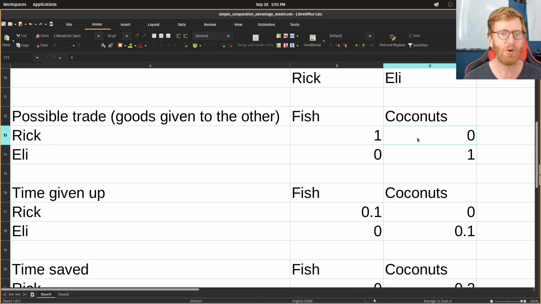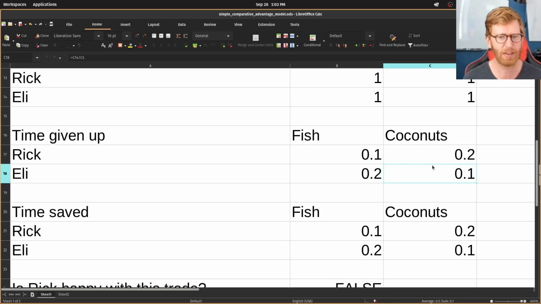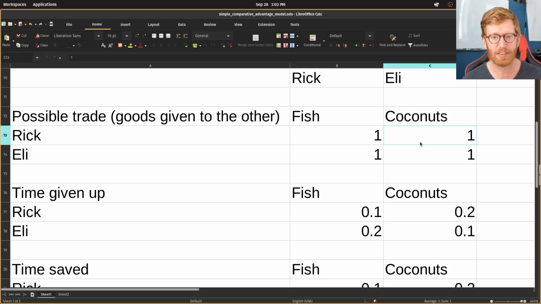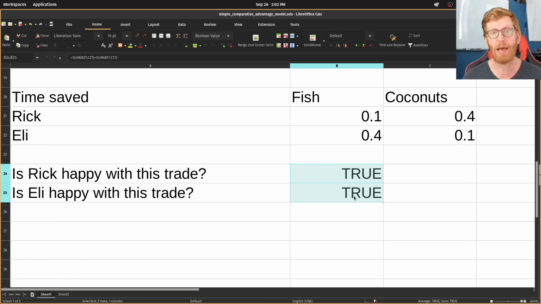We could say that I'm also going to give Eli a coconut and he's going to give me a fish. And in this case, it's a little bit different. In this case, we're just breaking even, so it's not quite as much as that. Let's make this 2 and 2. Right, so I'm going to give him 2 fish and 1 coconut. He gives me 1 fish and 2 coconuts. That's kind of weird to do, but it means the net effect is that it's as though I'm giving him 1 fish and he's giving me 1 coconut. And we see that we're happy with that trade.